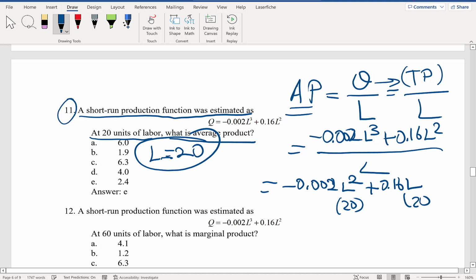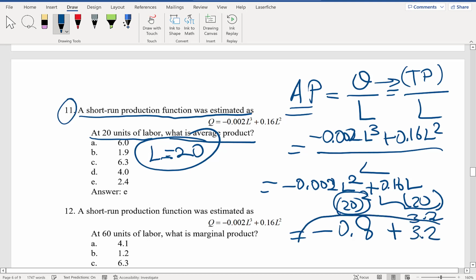So let's see what we got. 20 raised to the power 2 is 400, times 0.002, so it's going to be negative 0.8, plus 20 times 0.16. This is found to be 3.2. So 3.2 minus 0.8, that's going to be 2.4. So the correct answer is E. It's not too bad, right?